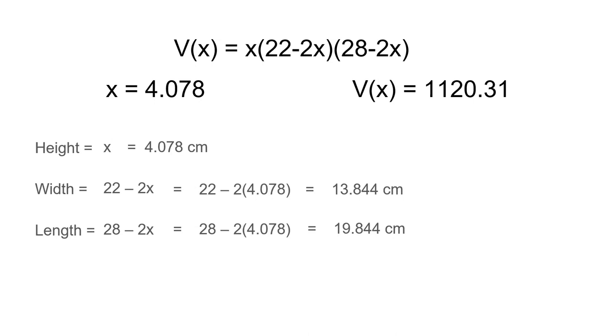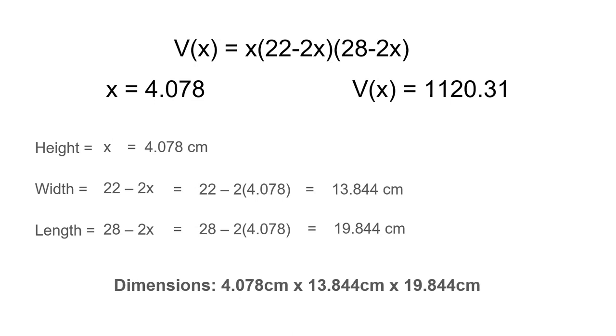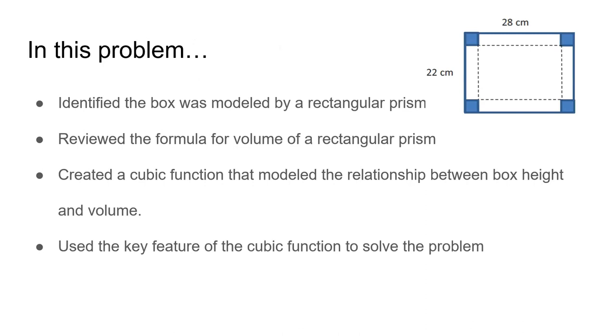This means that we now have all 3 dimensions of the box that will have the largest volume. If we multiply these dimensions together, then we would get the maximum volume that we already have found of 1,120.31 cubic centimeters.